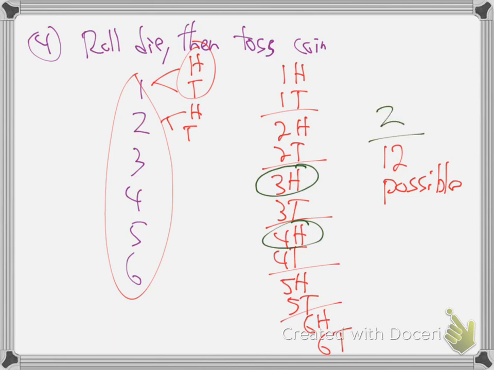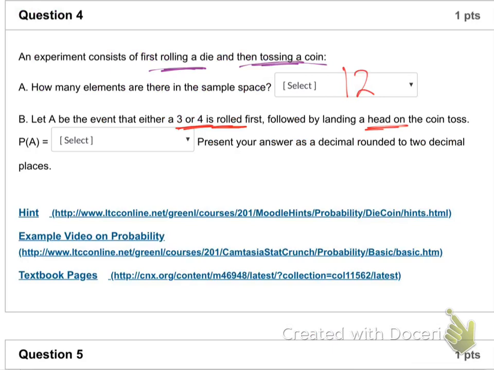2 out of 12. Because that's 2 of the 12 possible results, isn't it? 2 out of 12. Divide that in your calculator, I think it's 0.17 again. Because that's 1/6. So there we go on that. That makes sense on number 4.